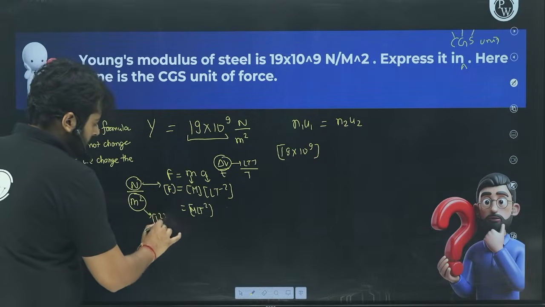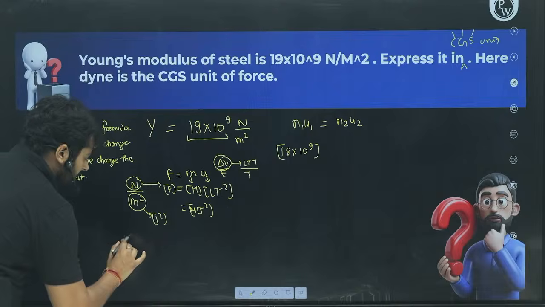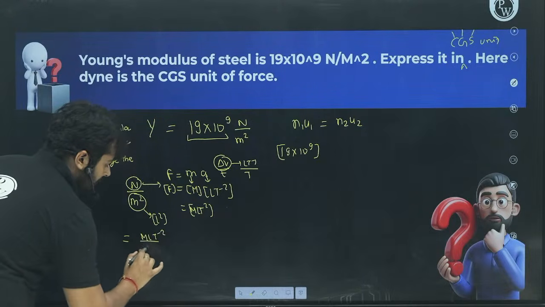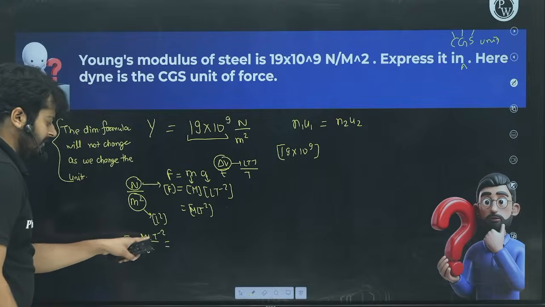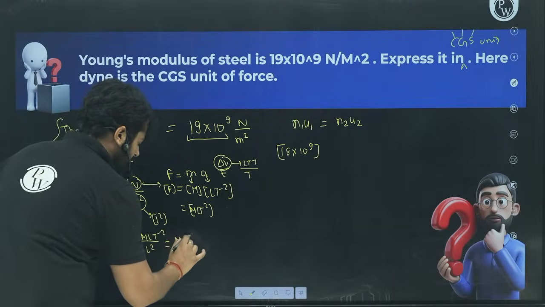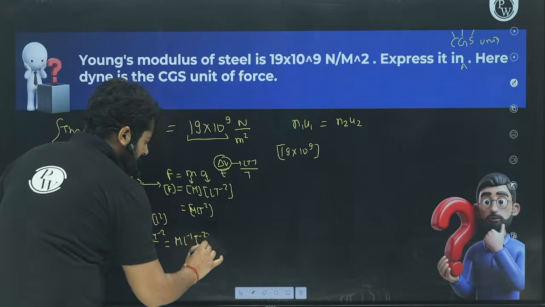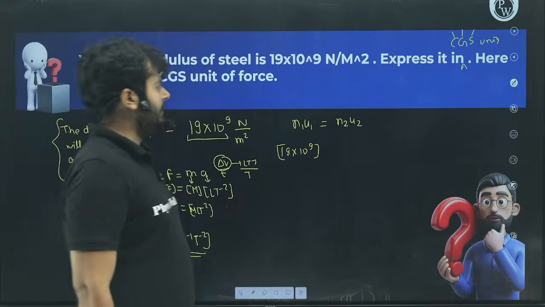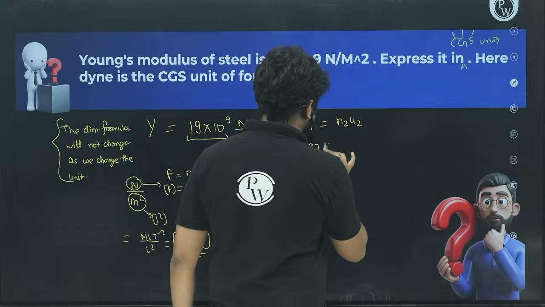So MLT minus 2 is the dimensional formula for force, for Newton, and meter square is L2. Divide it. Dimensional formula for Newton per meter square is MLT minus 2 upon L2, right? Just divide it, it will become ML minus 1 T minus 2. This is the dimensional formula for this whole thing: ML minus 1 T minus 2.